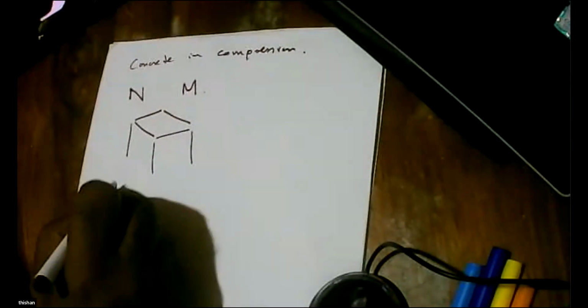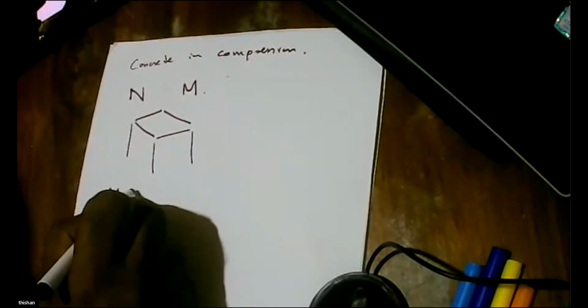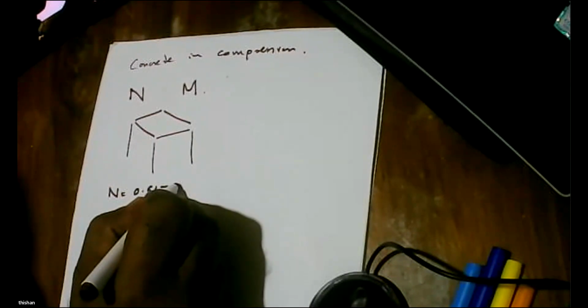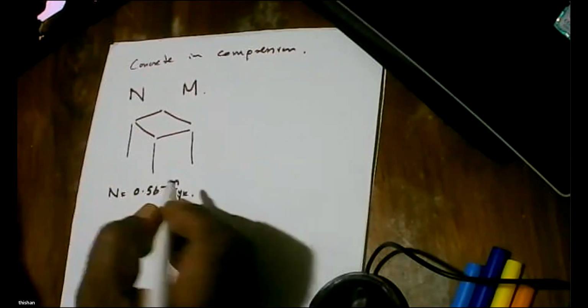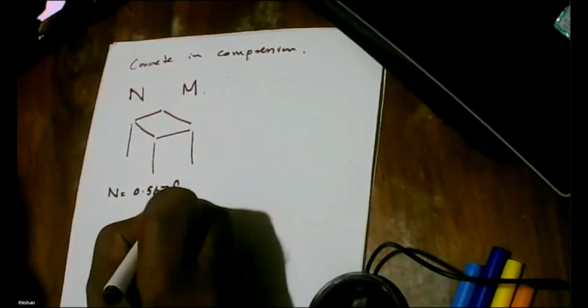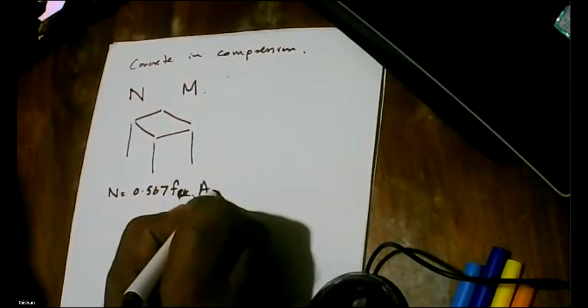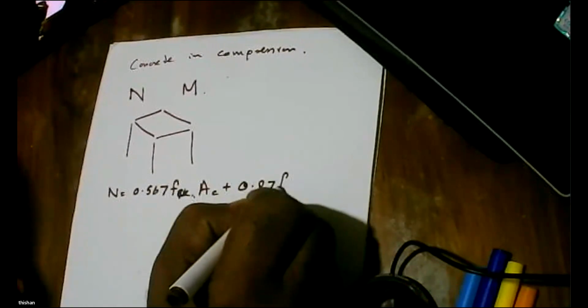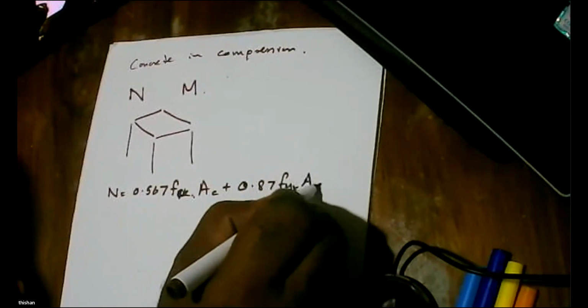Right. So that day I explained how to design when a column is axially loaded or carrying small bending moments. I said N is equal to 0.567 FCK AC plus 0.87 FYK ASC.